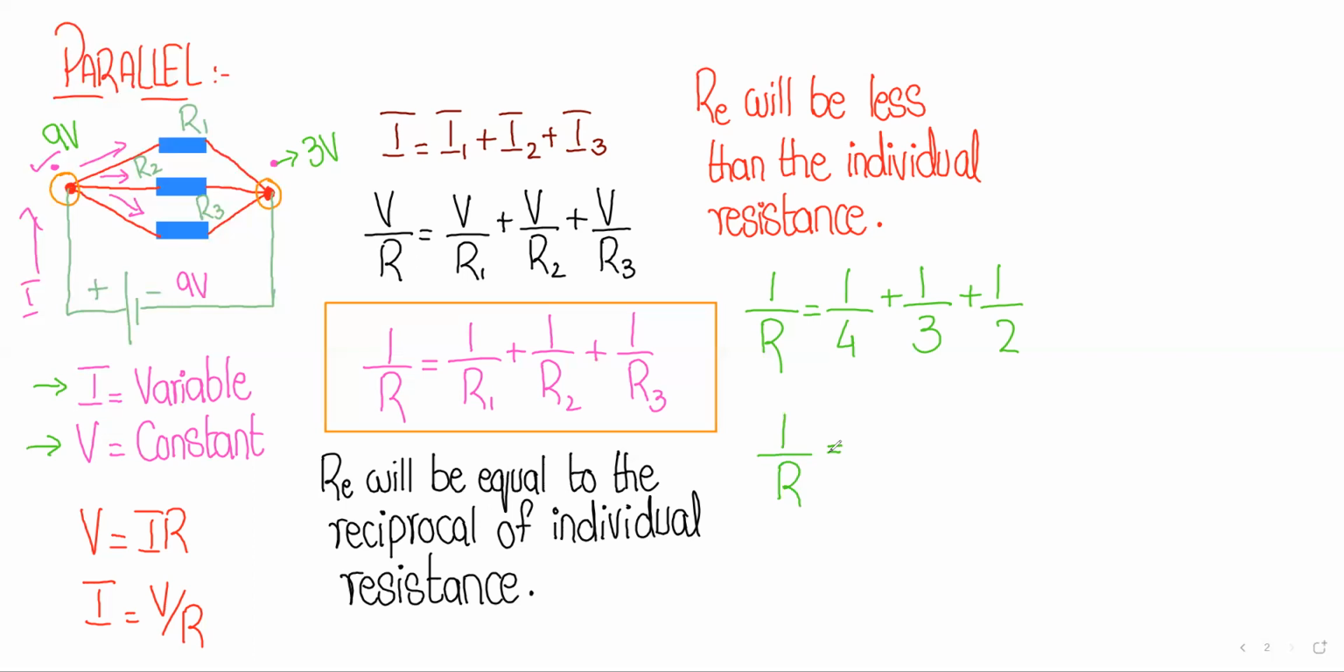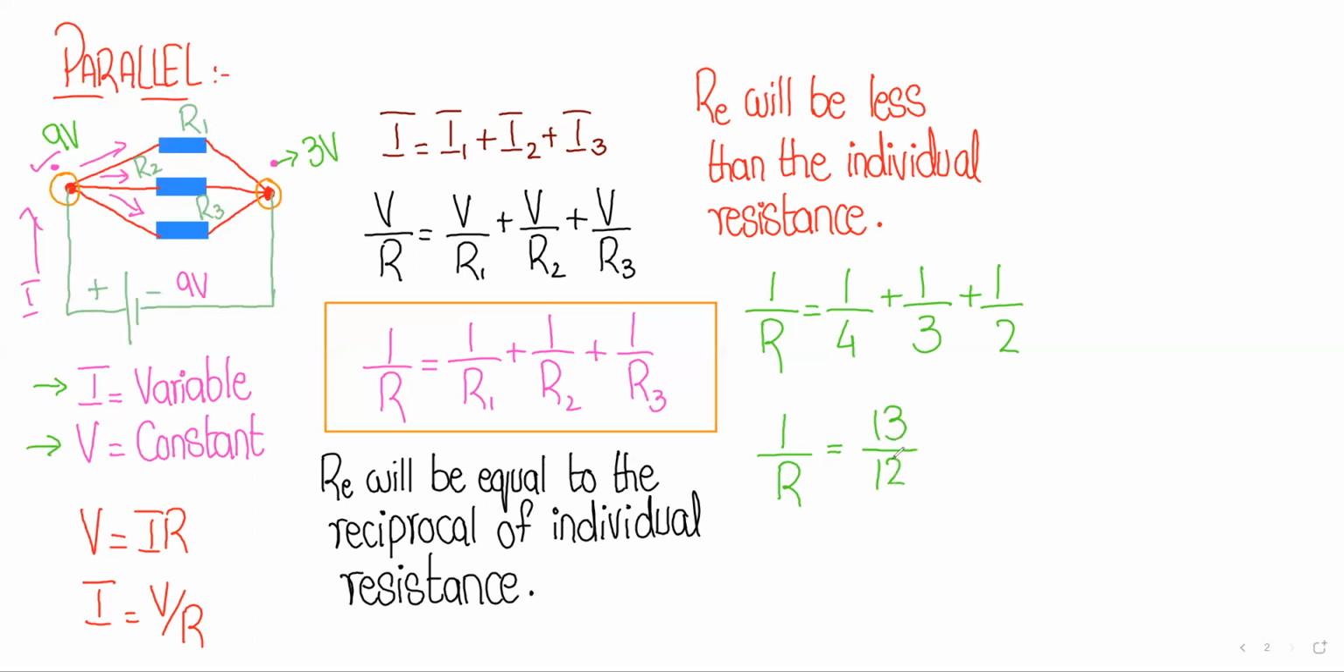So what is the value of final resistance? It's 13 over 12. 13 over 12.